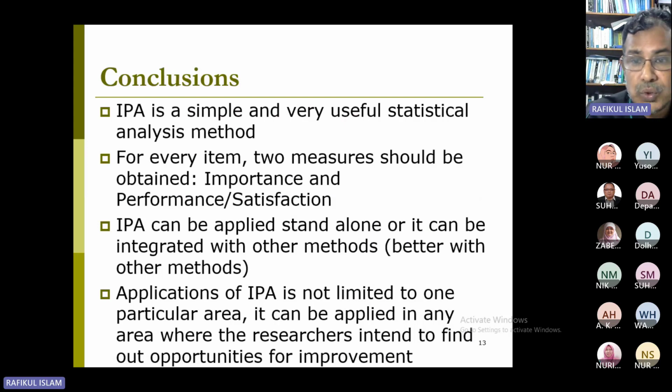For every item, two measures should be obtained. The first one is importance and the second is performance or satisfaction. IPA can be applied standalone or it can be integrated with other methods. My comment is it is better with other methods, so the chance of acceptance will be higher, especially for the good journals.